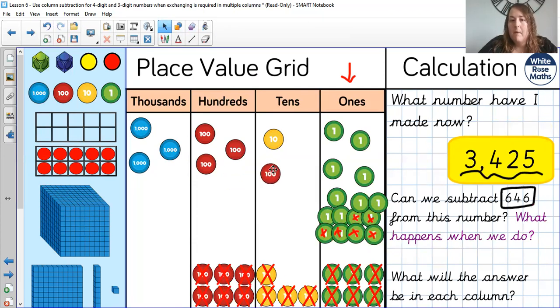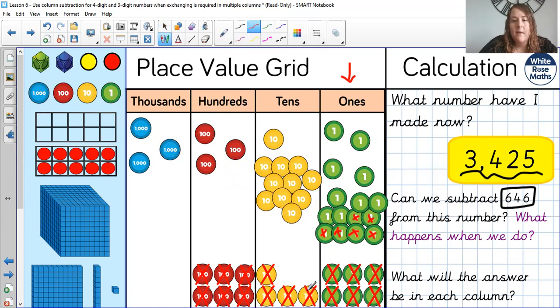So I'm taking 1 from my hundreds and popping it into my tens column, and then I'm going to exchange that. So it's showing me 11 tens at the moment, but let's actually show 11 tens. So 1, 2, 3, 4, 5, 6, 7, 8, 9, and 10. So I've got 10 here plus the 1 more, and I need to take away 4 of them. 1, 2, 3, 4.